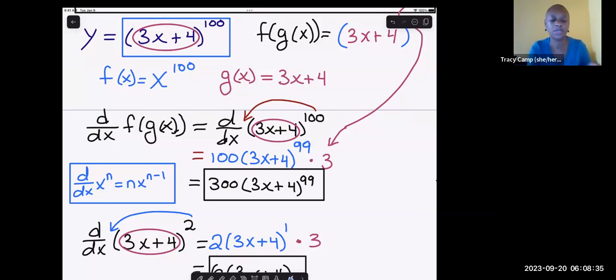And also, sometimes it's just necessary to use. Sometimes you don't really have a choice. In this case, we did actually have the choice. We could multiply 3x plus 4 times itself 100 times, and then keep using the product rule over and over, and be working on it for days. But we don't have to do that with the chain rule. So we have the choice to use the chain rule, but sometimes you just have to use the chain rule, period.